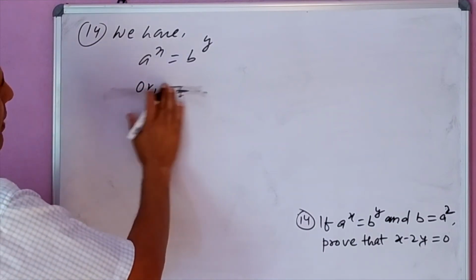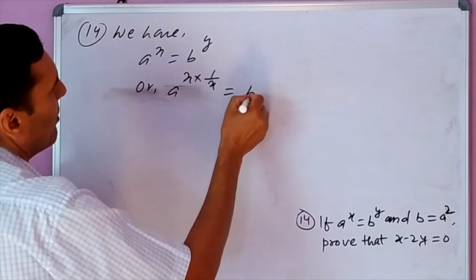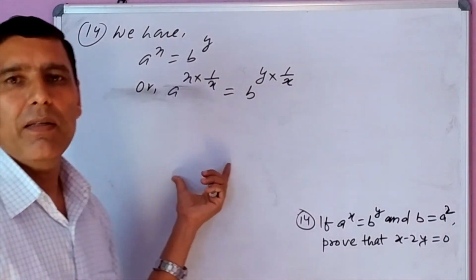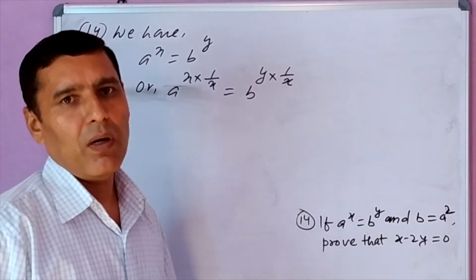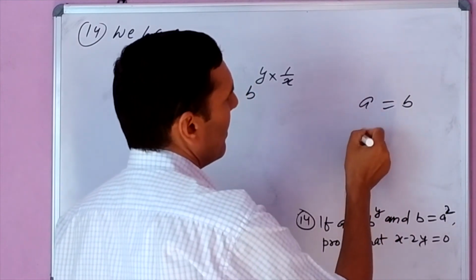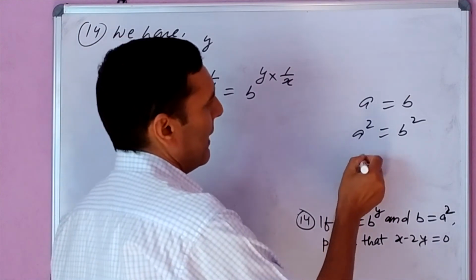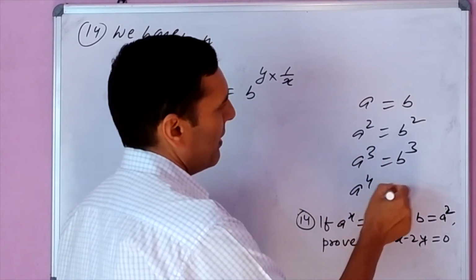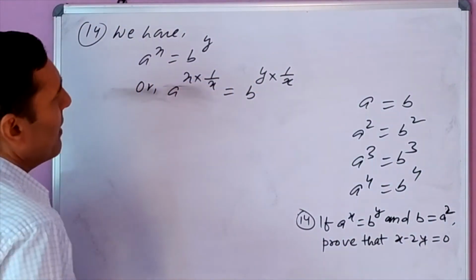a to the power x into 1 upon x, b to the power y into 1 upon x. Have you understood what I have done here? I have raised the same power 1 upon x on both sides. If we have a is equal to b, then we can write a square is equal to b square, squaring both sides. We can write a cube is equal to b cube, cubing both sides, or a power 4 is equal to b power 4. Just like this, I have raised the power 1 upon x on both sides.